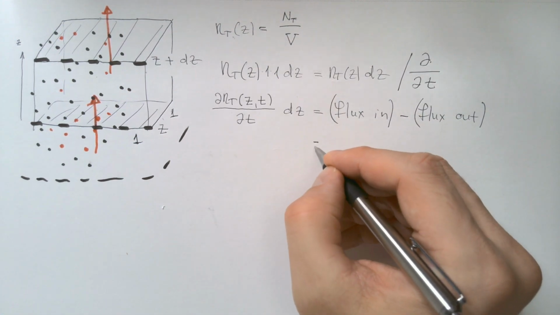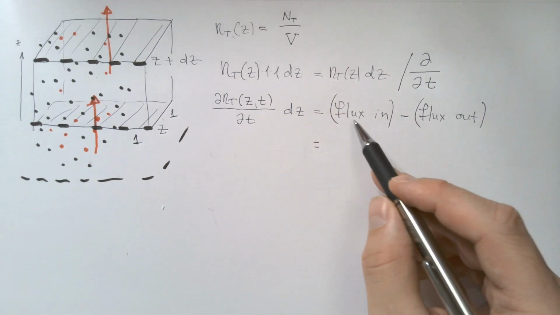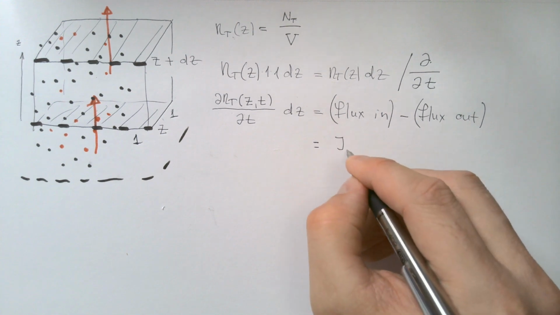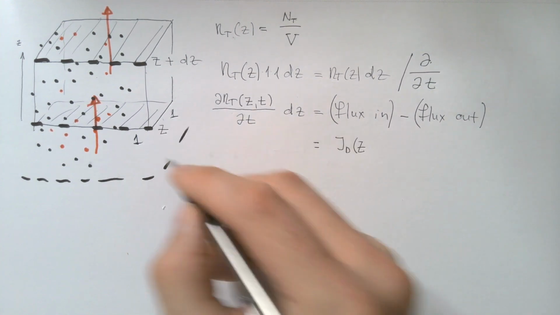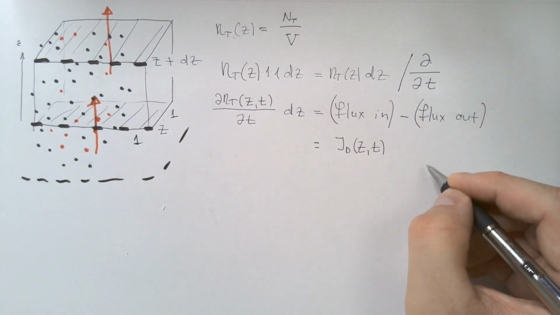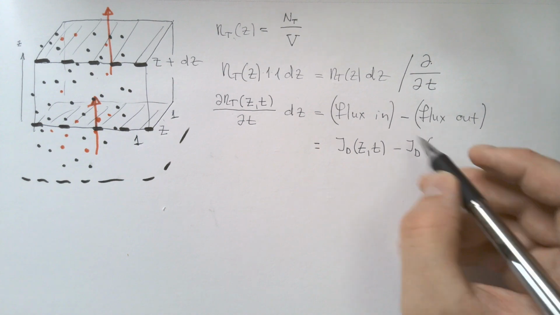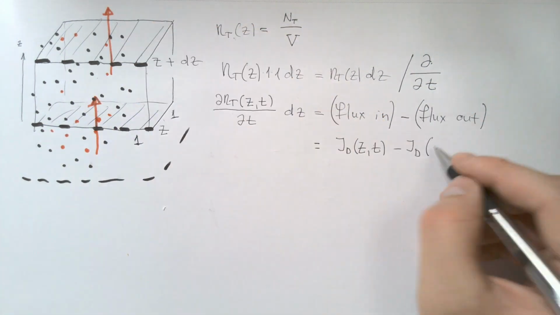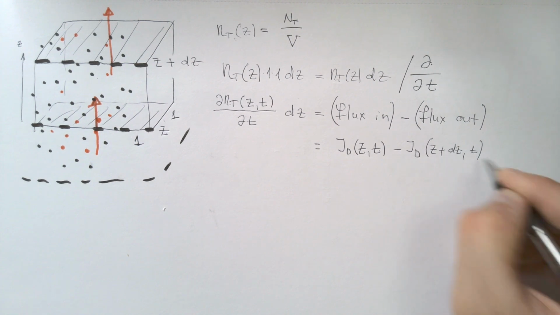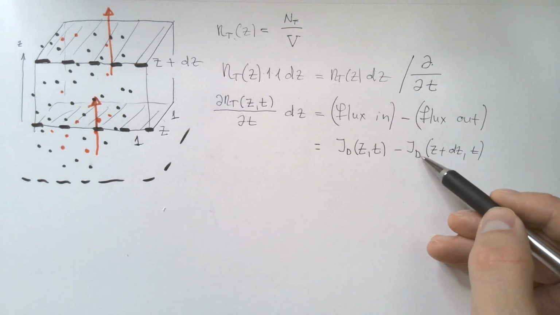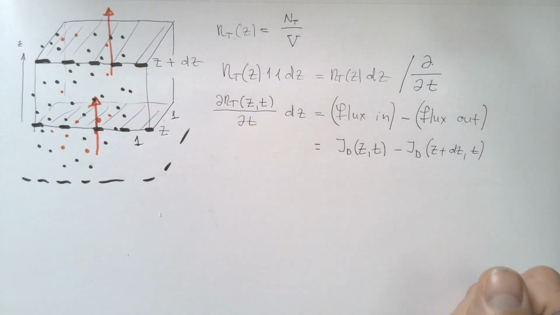Now, in my previous video, as I said, I spent almost 2 hours demonstrating that the flux in is jd at this height z and time t, and the flux out is jd at this height z plus dz and time t, where d stands for diffusion, and this is the flux of particles through these unitary areas.